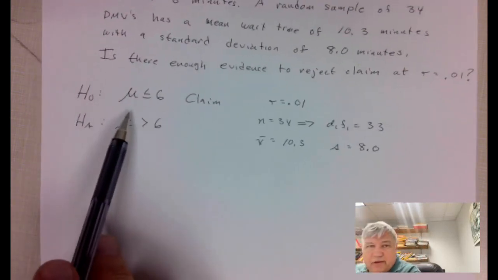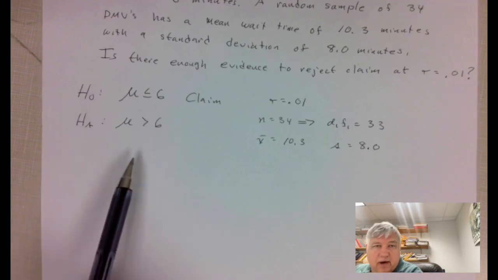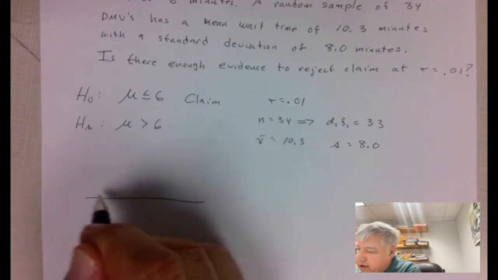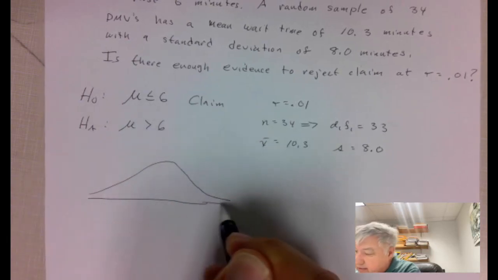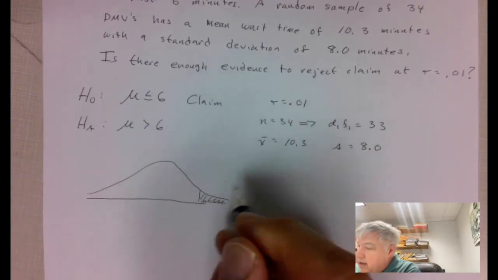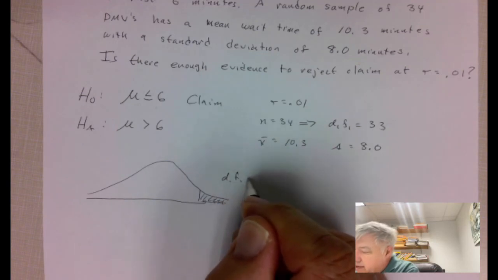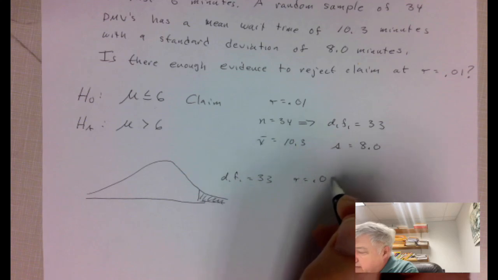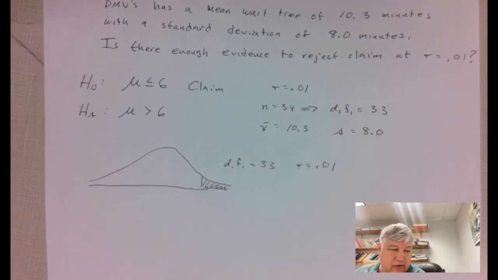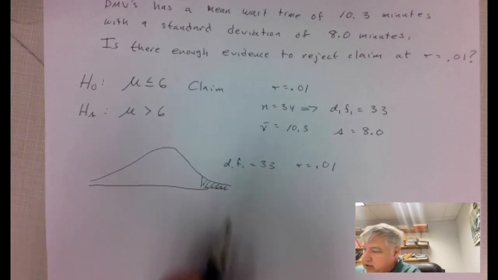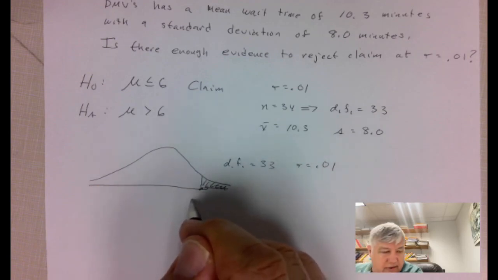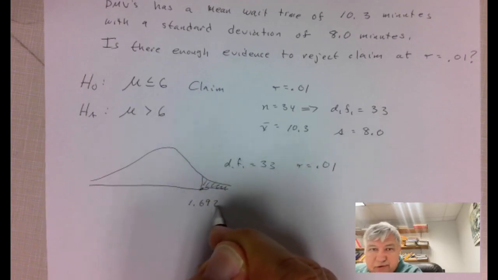We can see if the null hypothesis is true, the extreme values would be bigger than 6. So we're talking about a right tail test. And again, the degrees of freedom is 33, and our alpha is 0.01. It's a one-tailed test, so we look this up on our table, our t-distribution for 33 degrees of freedom, and the critical value is 1.692.